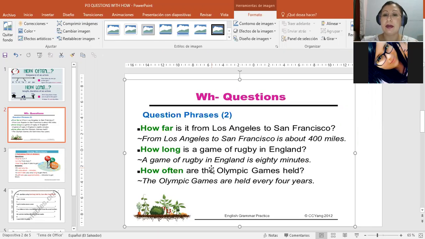Entonces, how far, ¿qué tan lejos está X ciudad de otra X ciudad? How long es cuánto tiempo dura o tarda una acción en desarrollarse? And how often, as you know, it's ¿qué tan a menudo, verdad? ¿Qué tan frecuente? How often are the Olympic Games held? ¿Con qué frecuencia se realizan los Juegos Olímpicos? The Olympic Games are held every 4 years. Los Juegos Olímpicos se llevan a cabo o son desarrollados cada 4 años.